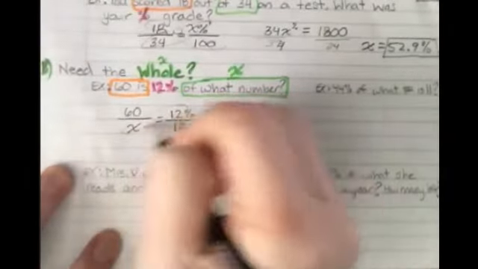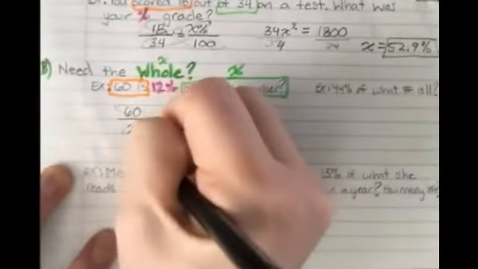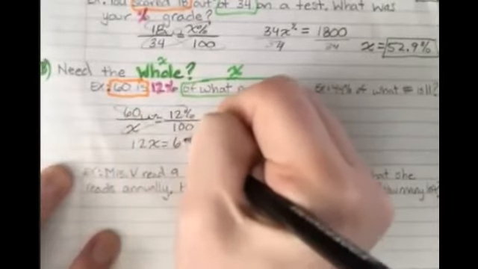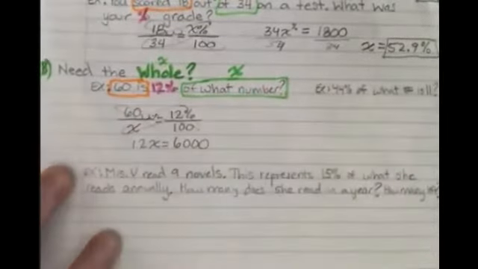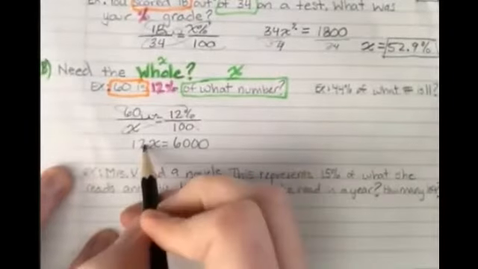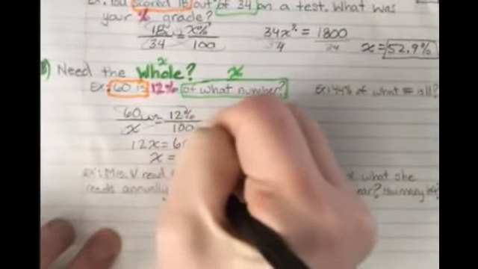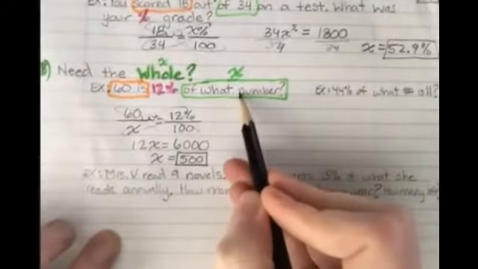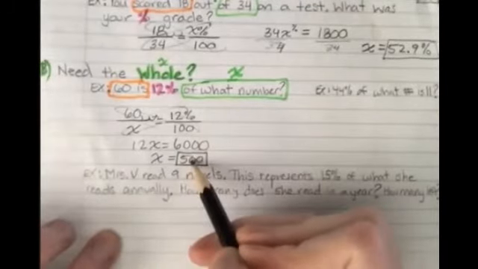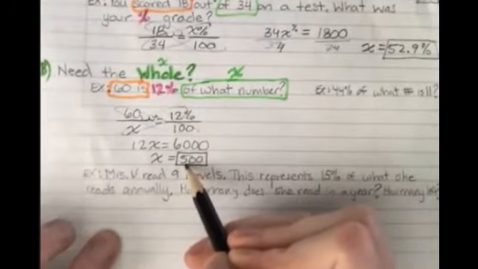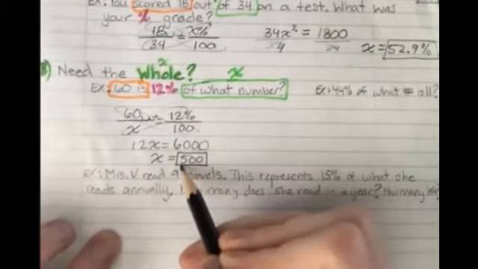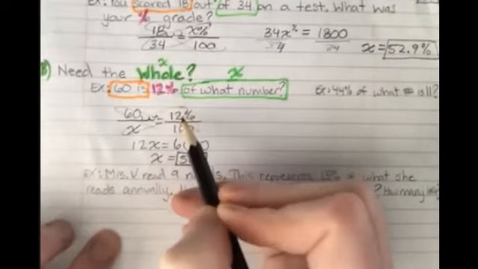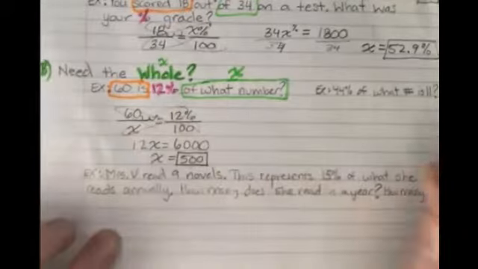Now that you're here, you're going to do your cross product. So 12x equals 60 times 100. That's going to be 6,000. Now you must get x by itself. So you're going to divide by 12, and then your x equals 500. 500 is the answer. Again, we're looking for the whole, not the percent. So for this one, you should get a whole number or a decimal or a mixed number. You do not put the percent sign for these because only one number can be given the percent, and that is the rate, and that's already included. The x is for the whole.